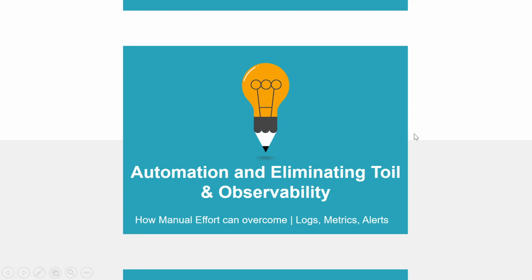In the next module we'll talk about something called toil and observability. Toil is kind of manual repetitive work. We'll discuss these things in the next module, how we should log metrics, alerts, everything to eliminate the toil.